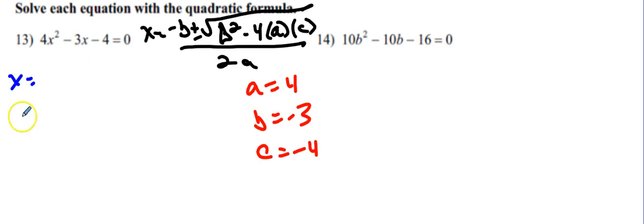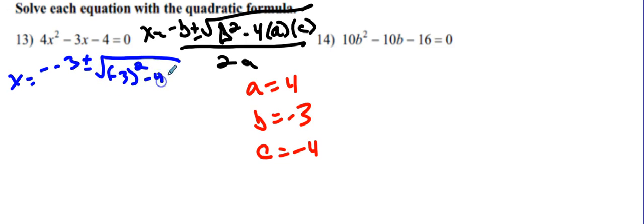x equals negative negative 3 plus or minus the square root of negative 3 squared minus 4 times 4 times negative 4. And all of that's over 2 times a, or 2 times 4.